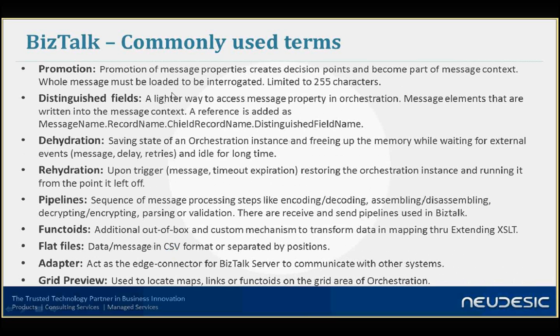Again, going further, some more terms. Promotion. Promotion of message properties creates decision points and becomes part of message context. The whole message must be loaded to be integrated so that it can be found. All message properties that are marked as promoted are available in context, and the property size is limited to 255 characters. Then we have something called a distinguished field. It is a lighter way to access message properties in orchestration.